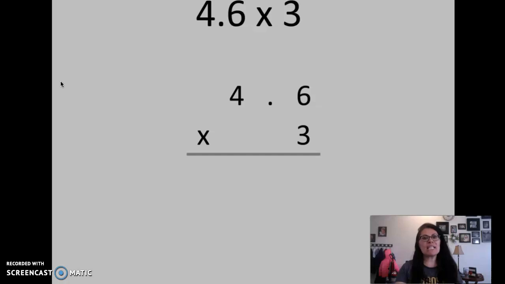So if we have 4 6/10 times 3, think about what we're going to do. Remember, we line it all the way up to the right-hand side, because it's easier for us to do that algorithm, that pattern that we do. It is not the same as with adding and subtracting. We don't have to line up the place value. So we have 3 times 6 is 18, and 3 times 4 is 12, plus 1 is 13.